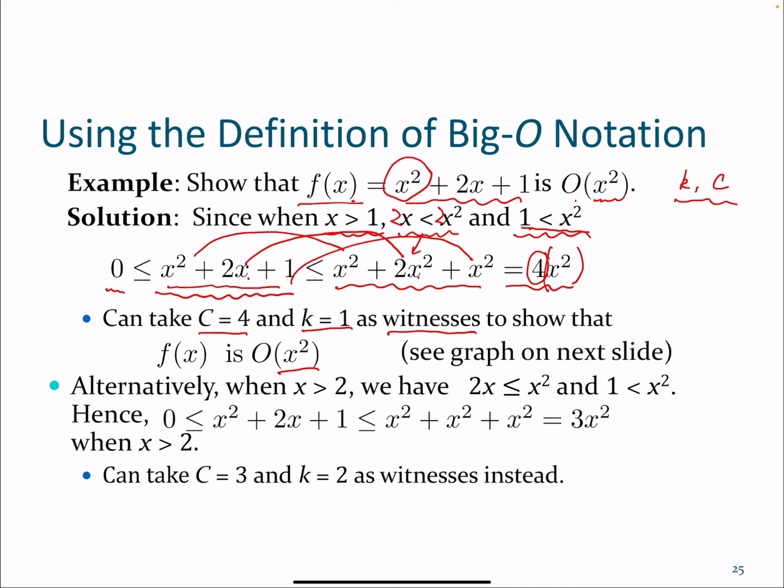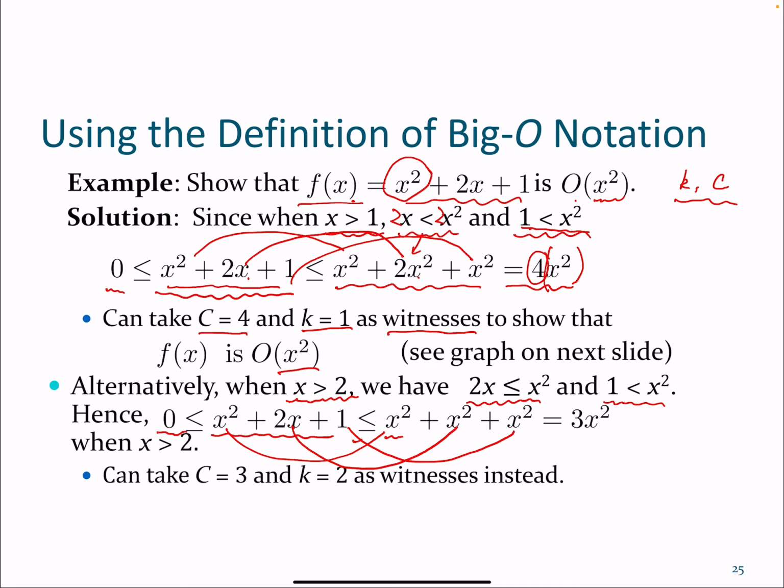Okay. So for example, let's try k equal to 2. Let's see what happens when x is greater than 2. Then you can easily find out that 2x is smaller or equal to x squared, right? And also 1 is still smaller than x squared. Going back to the function, 0 is smaller or equal to f(x), which is smaller or equal to x squared. x squared is smaller or equal to x squared, 2x is smaller or equal to x squared, and 1 is still smaller than x squared.